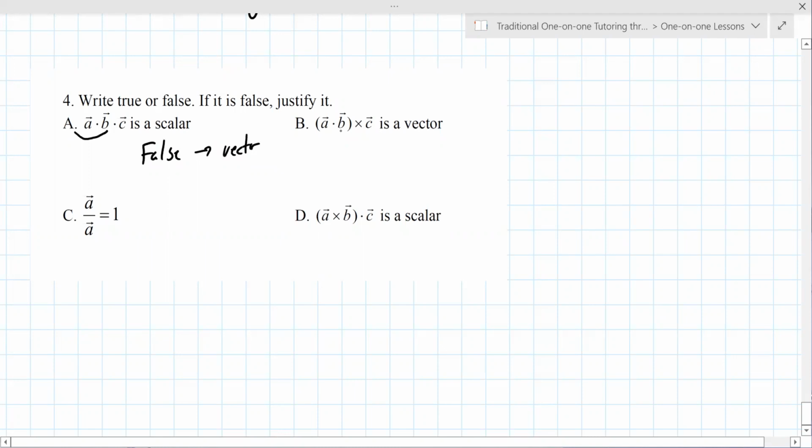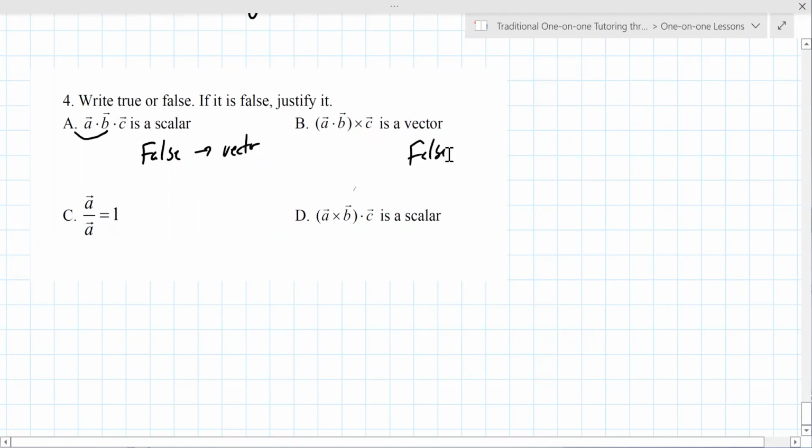I think we actually did B earlier. A dot B is a scalar. You can't cross a scalar and a vector. So that's also false.